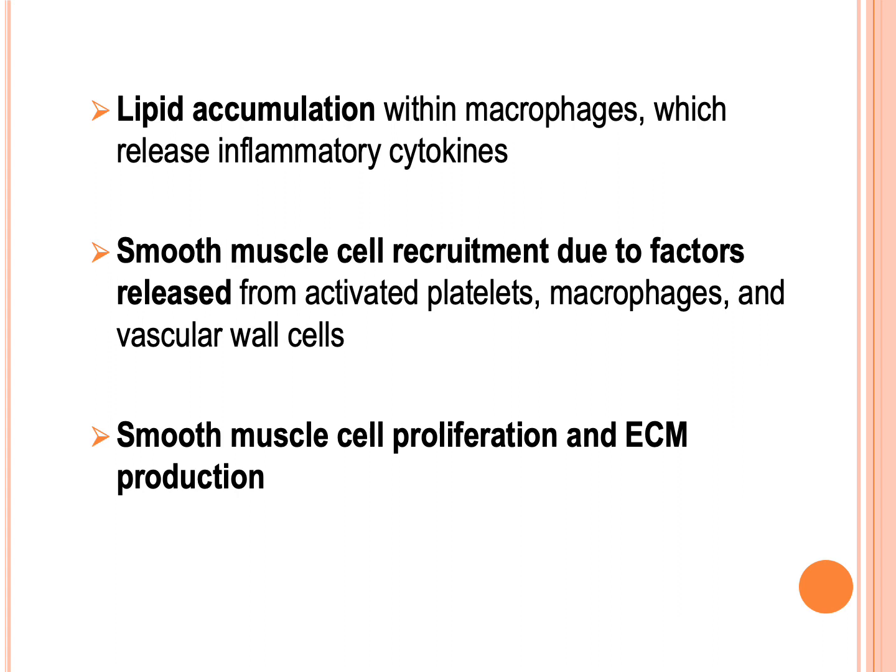and migration. Then the lipids start to accumulate within the macrophages, which start to release inflammatory cytokines. Those cytokines will result in smooth muscle recruitment due to those cytokines that are released from the macrophages and also released from the activated platelets and the vascular wall cells. All of this will be followed by smooth muscle proliferation and extracellular matrix development and production.